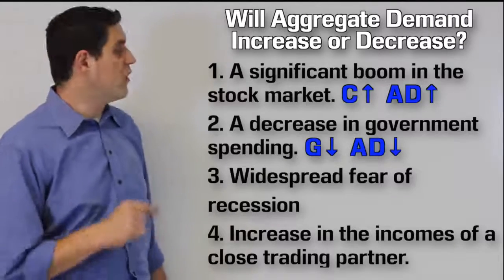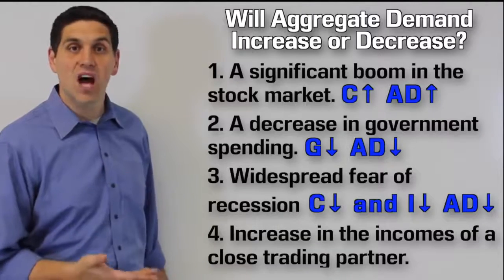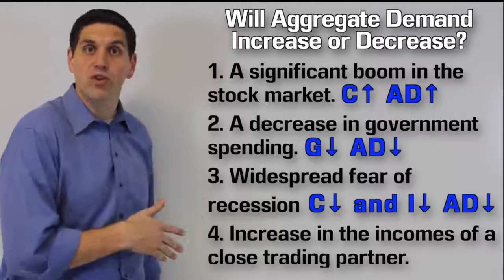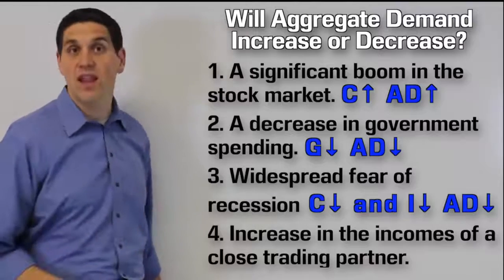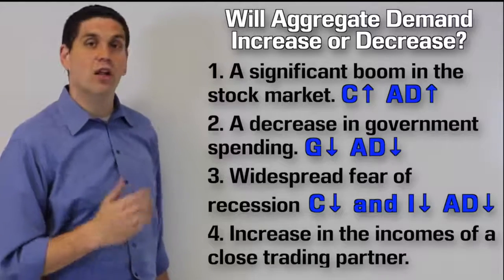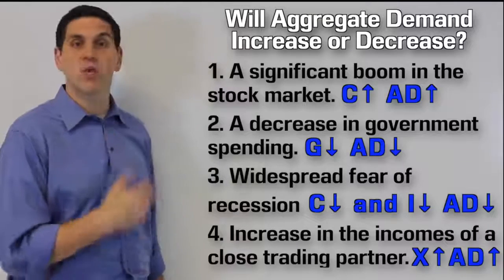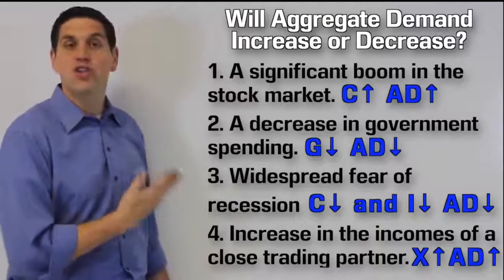If individuals fear a recession, they're going to buy less stuff and consumer spending will fall, and also business spending or investment would also fall, and so aggregate demand would shift to the left. An increase in the incomes of our closest trading partners means those people would buy more of our stuff, so our exports would increase, and so our aggregate demand would shift to the right.